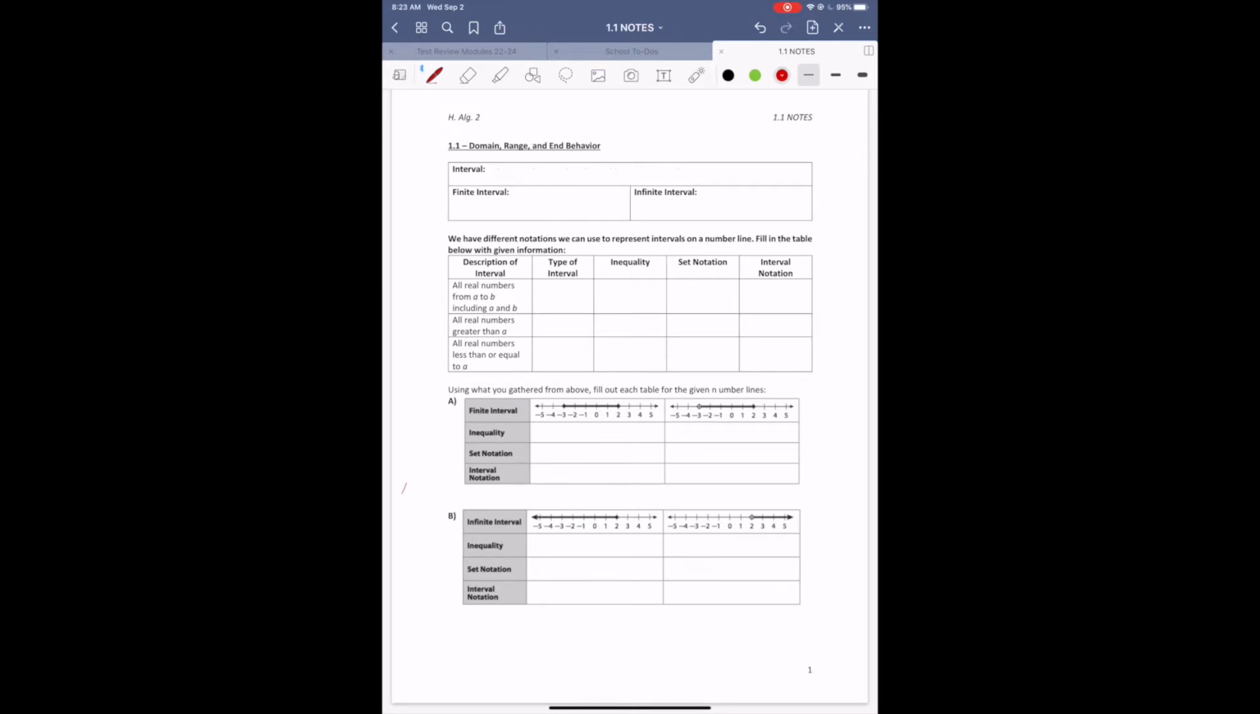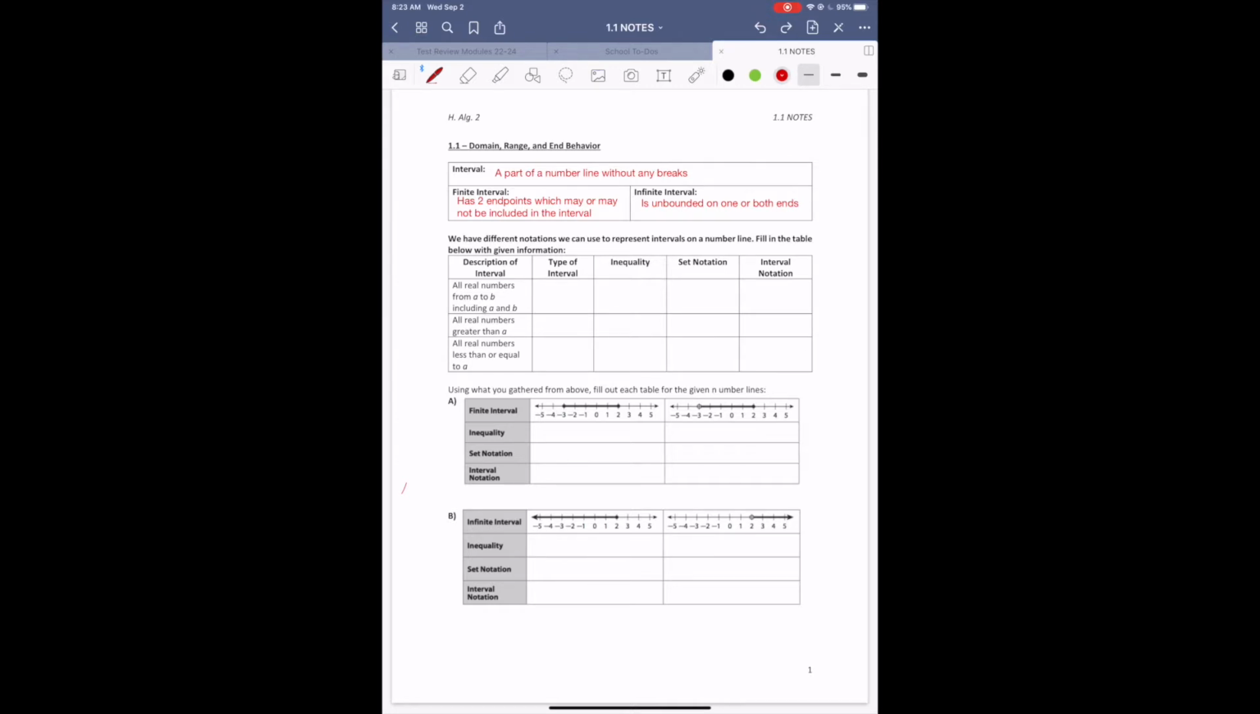A finite interval has two endpoints, which may or may not be included in the interval. Now, the word finite should give it away, right? Finite, finish, it finishes. It starts and it finishes. An infinite interval is unbounded on one or both ends, meaning it can extend from negative infinity to positive infinity, or from 0 to infinity, or from negative infinity to 0. So as long as you have one endpoint or no endpoints, it is an infinite interval.